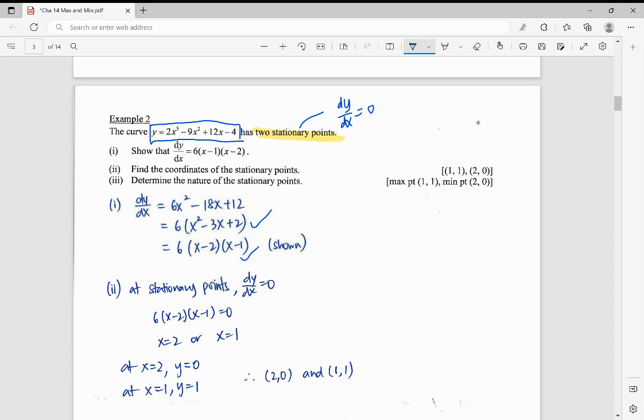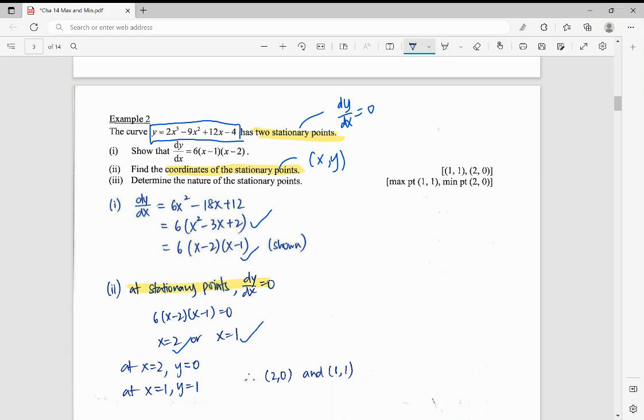Now part 2, find the coordinates of the stationary points. They're asking for coordinates. We know that coordinates means your answer must look like (x, y). So at stationary point, this is an important statement that you need to start with: dy/dx is 0.